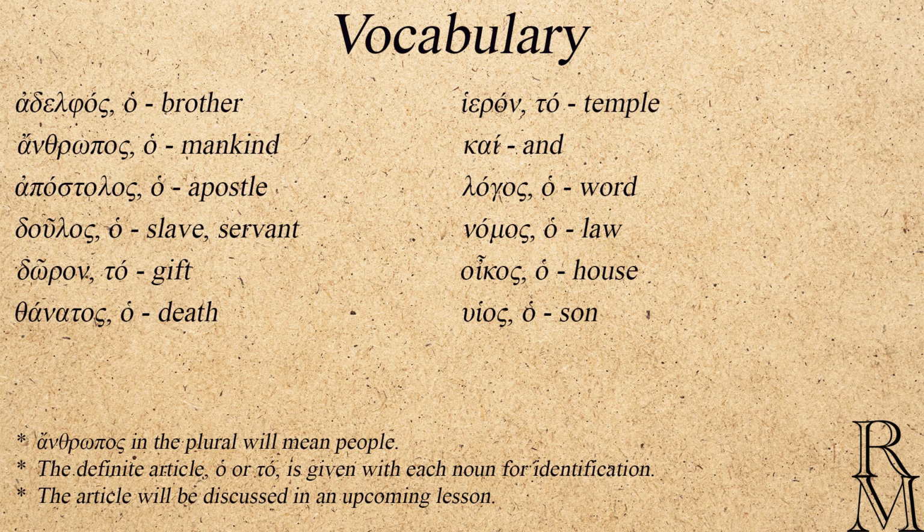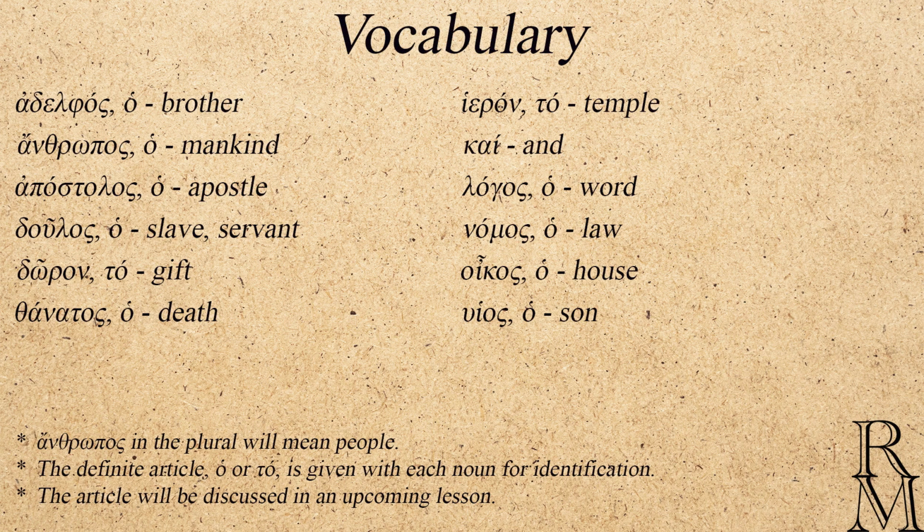So adelphos, brother. Your second word is anthropos, man, person, human beings if it's plural, or men or persons. There is a separate word for man, so really the sense of anthropos is where we get anthropology, and it's just the study of human beings or persons. Apostolos is apostle, doulos is slave or servant, doron is gift, and if you will look at doron, you will notice that the article that is placed with this is to. So to is an identifier that lets you know that that is a neuter noun.